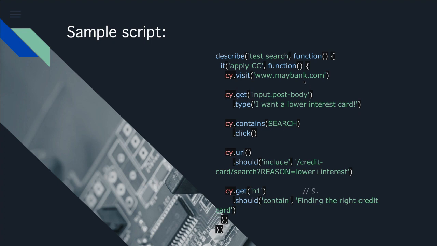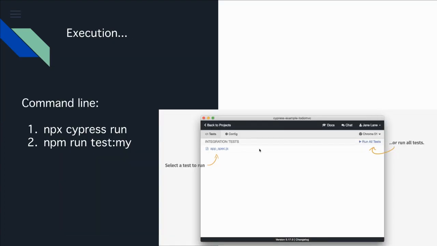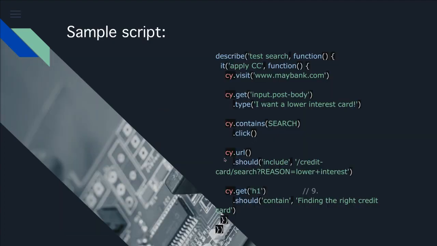Here, once we launch the browser in the test runner, we can use cy.get, which is kind of find element in Selenium, and we can give the CSS locator and type the text, which is I want a low interest card. After that, we can use cy.contains. Using the contains function, we can get the text label and do an action event, which is a click event. And here you can see cy.url and adding an assertion.